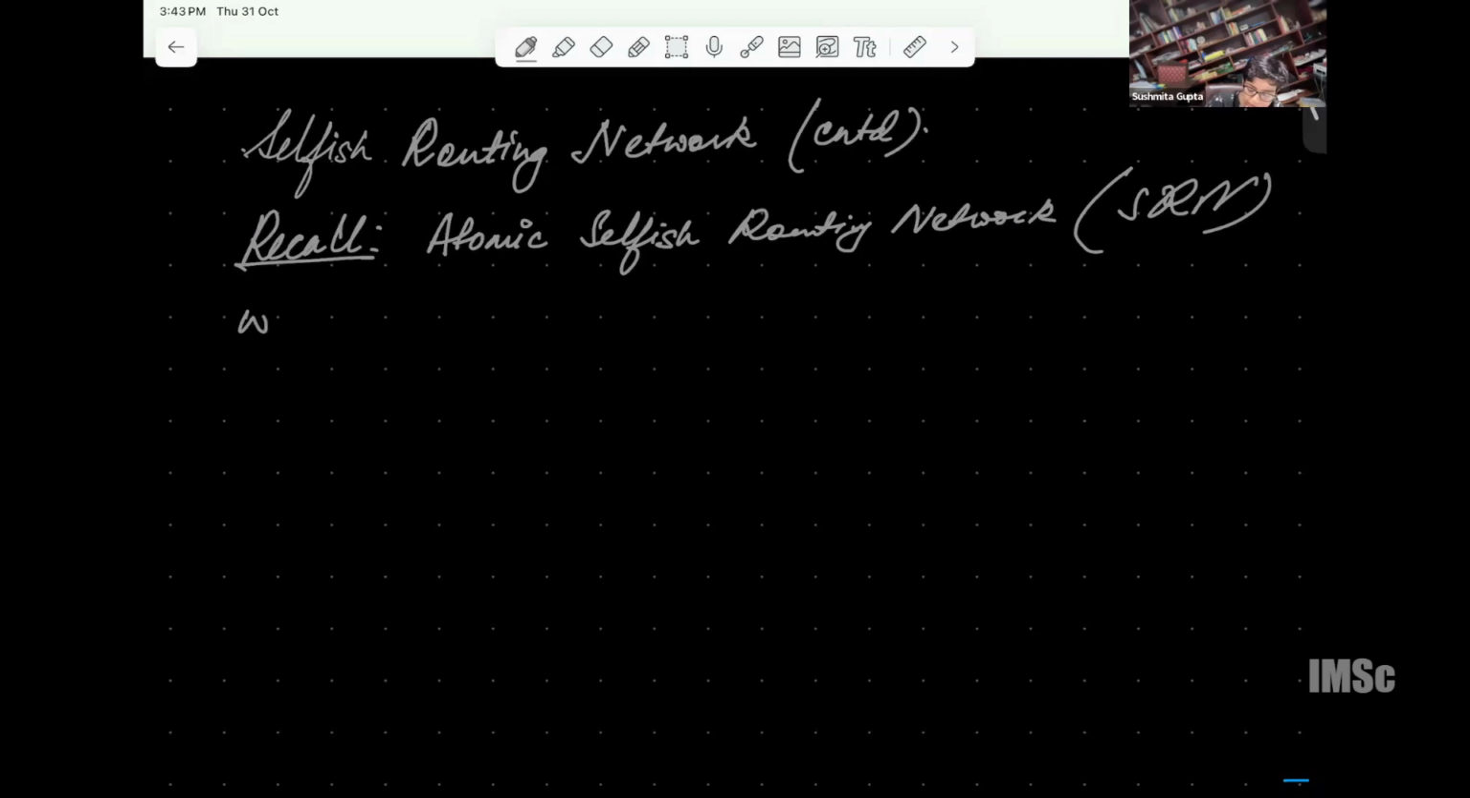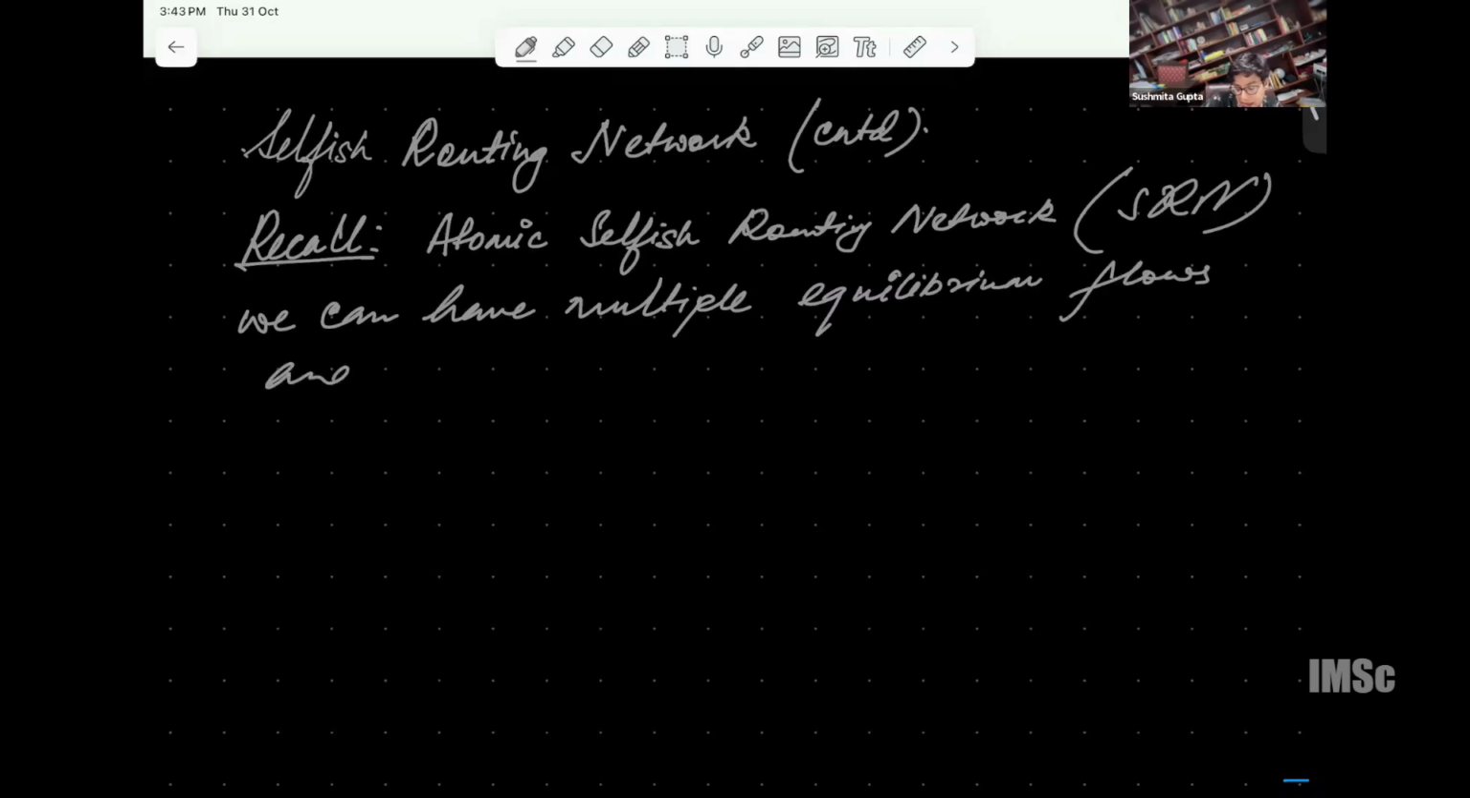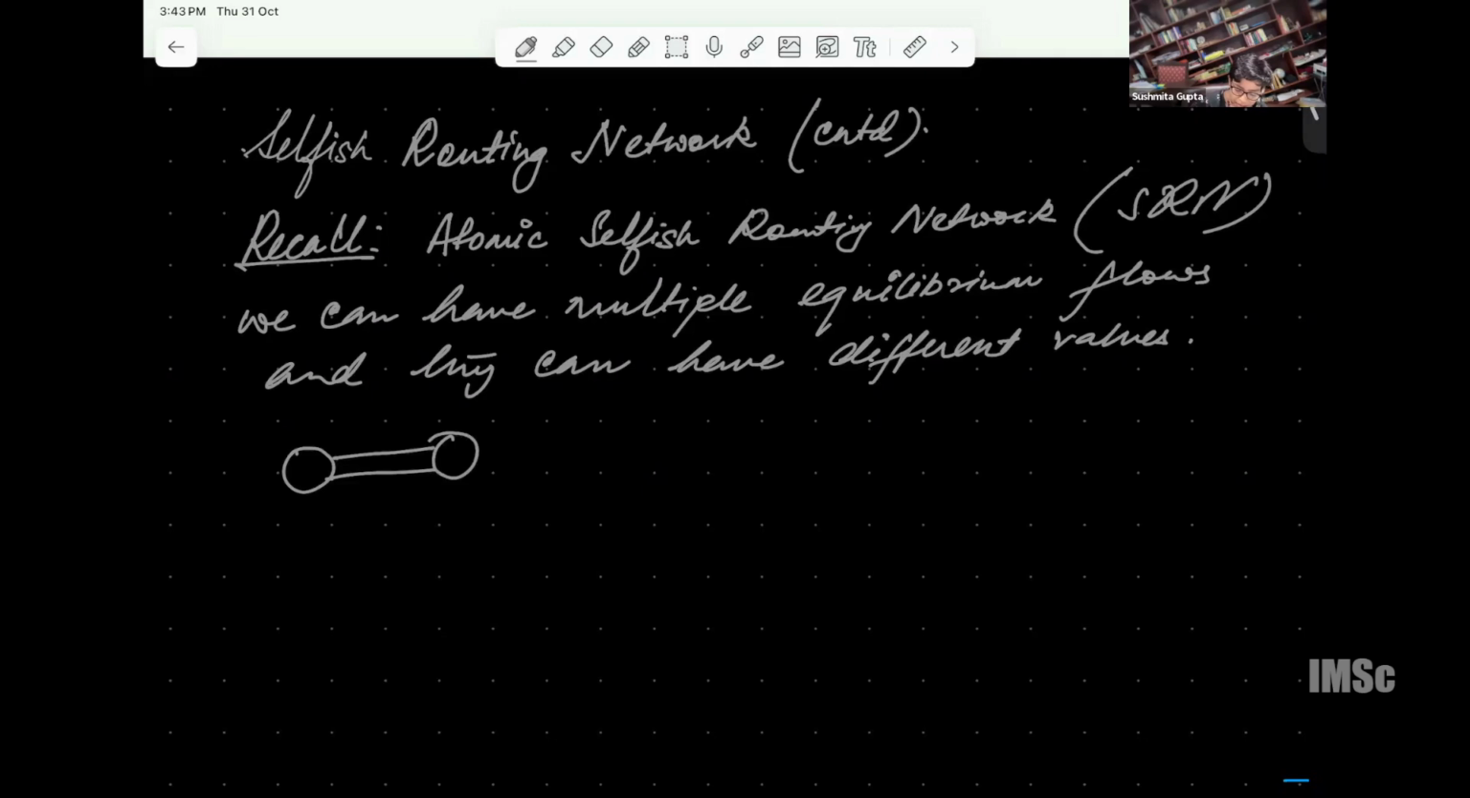We can have multiple equilibrium flows, and they can have different values. That's the most important, that's the critical thing, that they can have different values. And the example was via a network such as this.